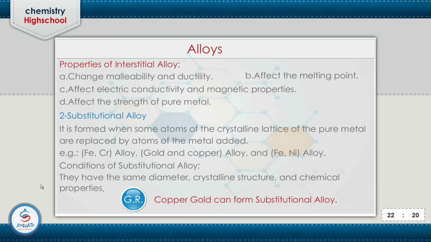Give reason: copper and gold form substitutional alloy because they have the same diameter, same crystalline structure, and same chemical properties.